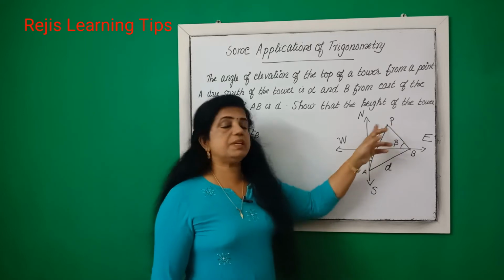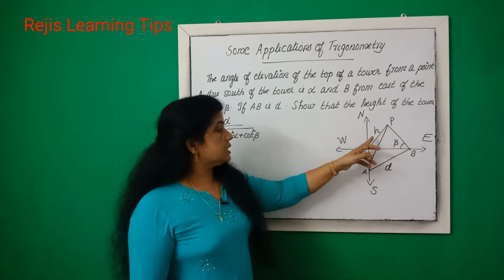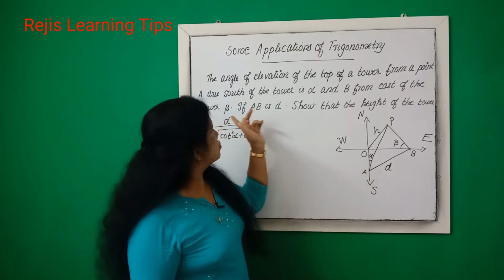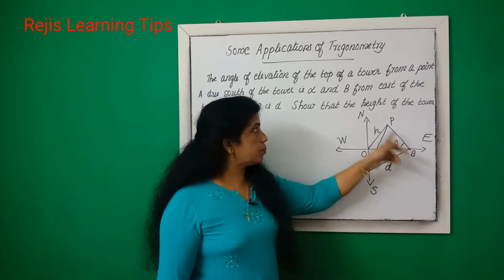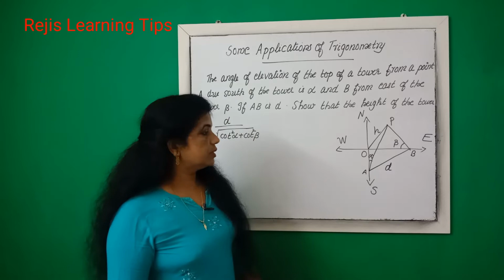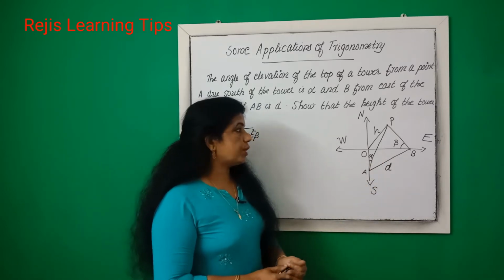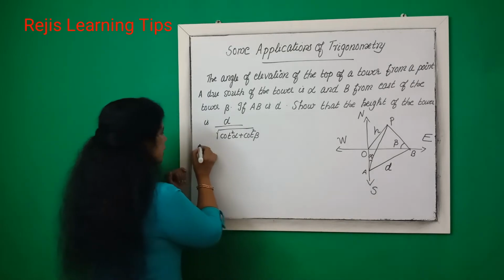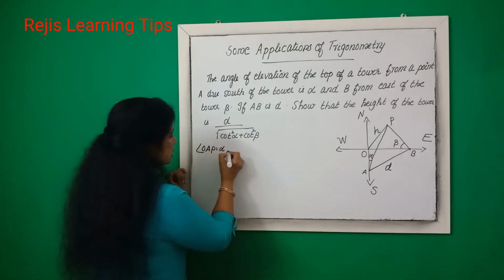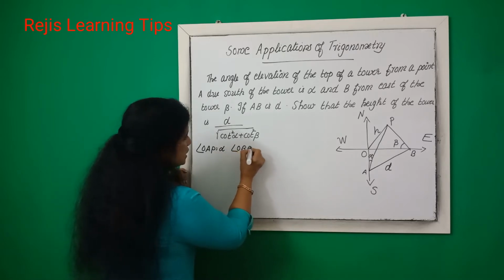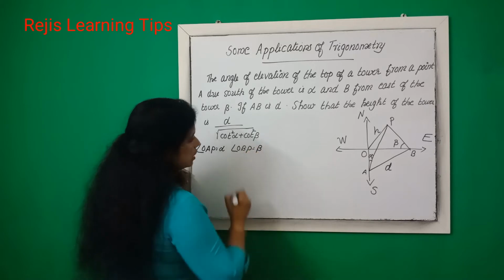Let OP be the tower. It is the height of the tower. A is a point due south of the tower and B is a point due east of the tower. AB is equal to D. Then angle OAP is equal to alpha and angle OBP is equal to beta.